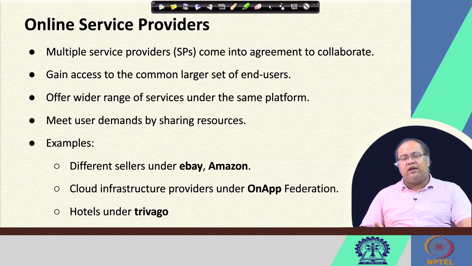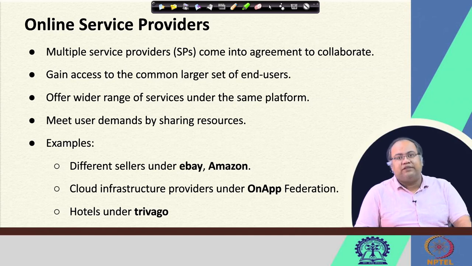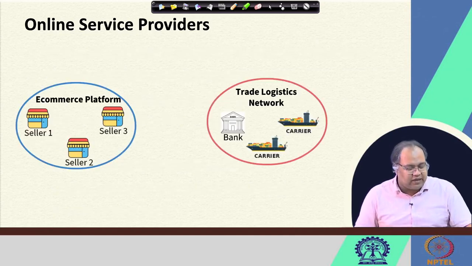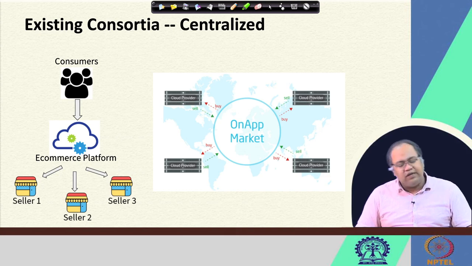Where different hotels come together to offer a service for the common people. That way you have different such online service providers, as I mentioned: the e-commerce platform, the trade logistic network. There are plenty of examples of those. Now, all these existing consortia which we have are centralized in nature.